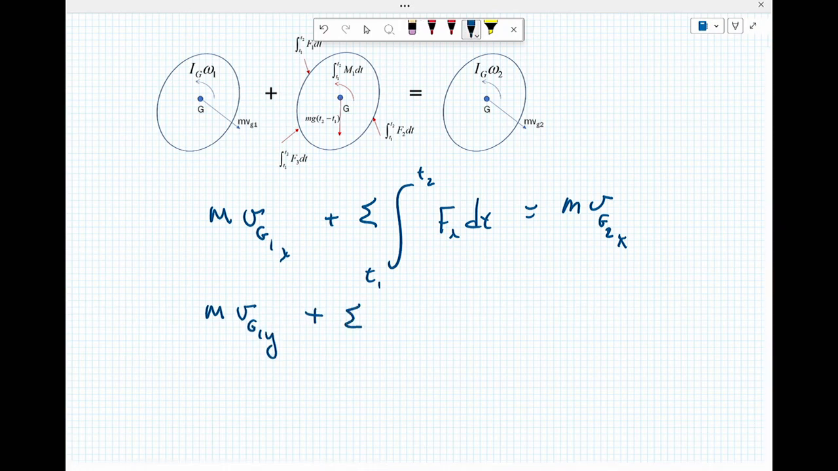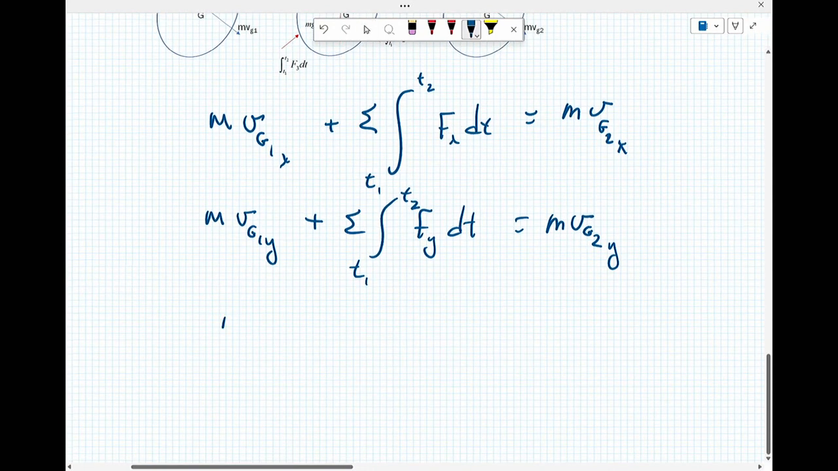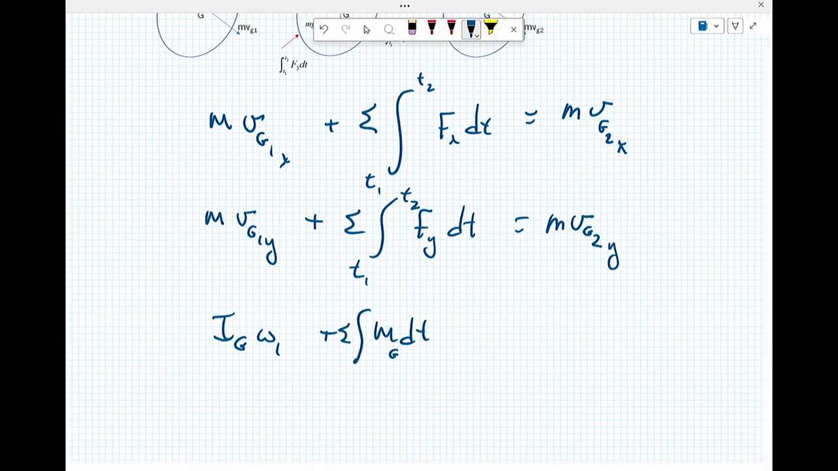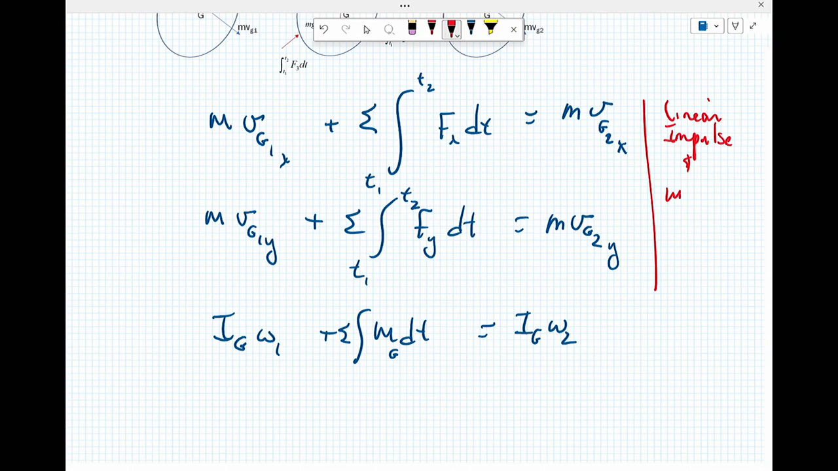And the same in y. What you have there is linear impulse and momentum.